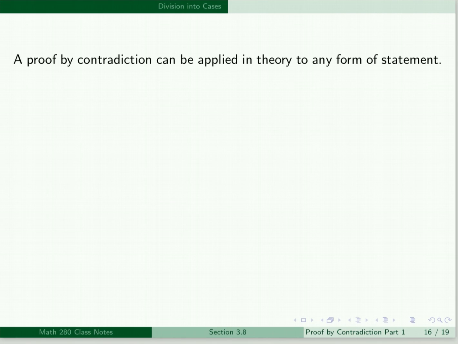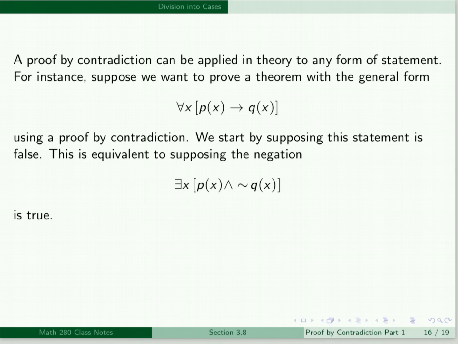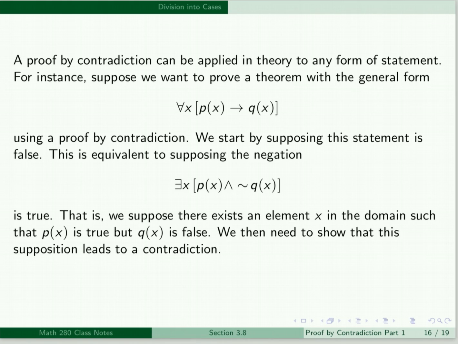A proof by contradiction can be applied in theory to any form of statement. For instance, suppose we want to prove a theorem with the general form for all x, p of x implies q of x, using a proof by contradiction. We start by supposing this statement is false. This is equivalent to supposing the negation, there exists an x such that p of x and not q of x is true. That is, we suppose there exists an element x in the domain such that p of x is true, but q of x is false. We then need to show that this supposition leads to a contradiction.